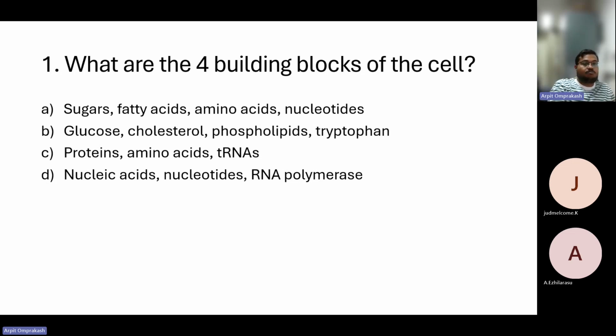So the 4 building blocks of the cell, as we talked about before, is option A: sugars, fatty acids, amino acids, and nucleotides. Sugars give rise to polysaccharides. Fatty acid gives rise to lipids. Amino acid gives rise to proteins, and nucleotides give rise to DNA and RNA, polynucleotides, right? Nucleic acids.